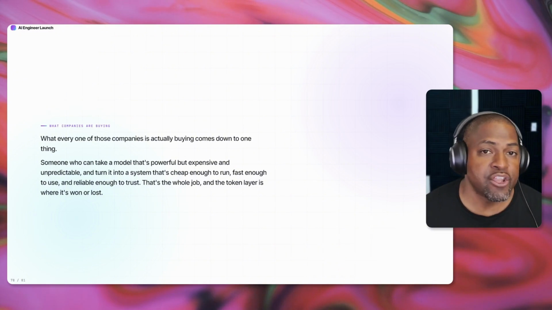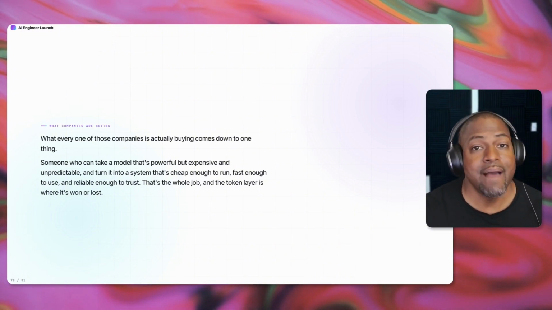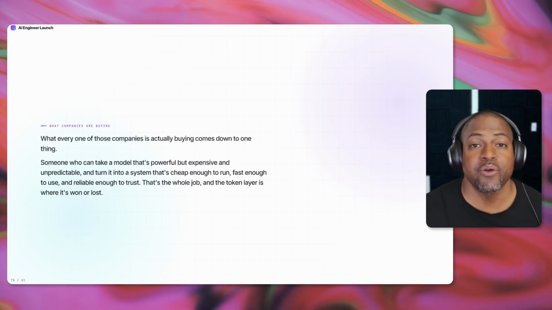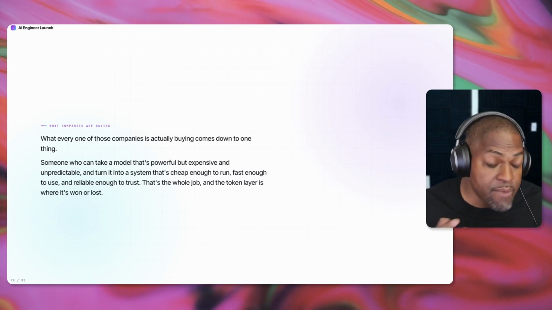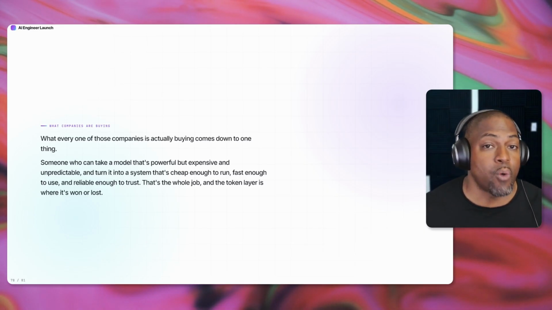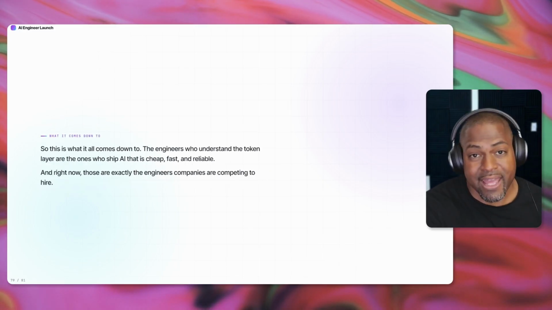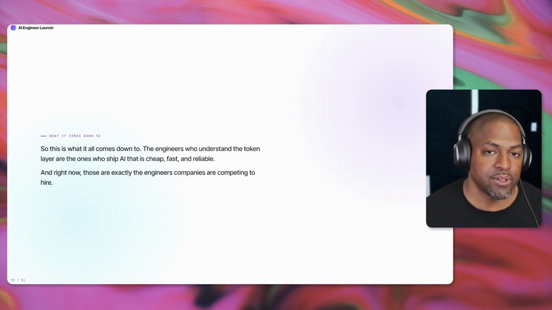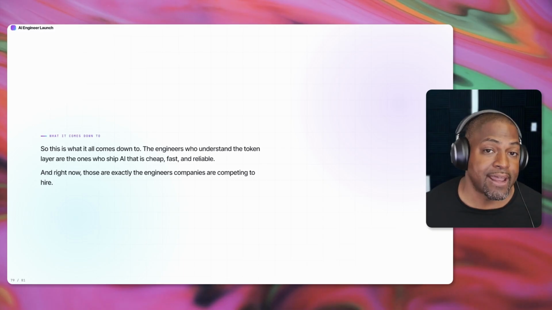What every company is actually buying comes down to one thing: someone who can take a model that's powerful but expensive and unpredictable and turn it into a system that's cheap enough to run, fast enough to use, and reliable enough to trust. That's the whole job. And the token layer is where it's won or lost. The engineers who understand the token layer are the ones who can ship AI that is cheap, fast, and reliable. Right now, those are exactly the engineers companies are competing to hire.